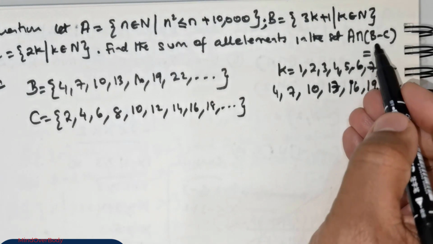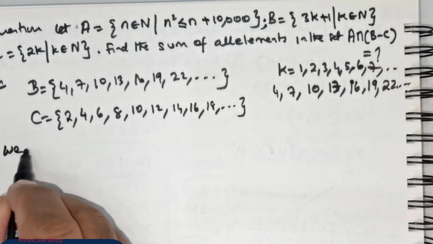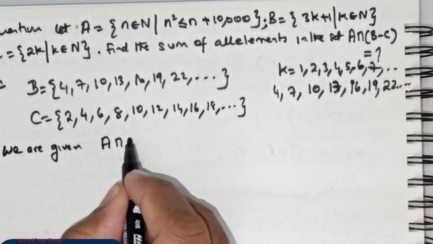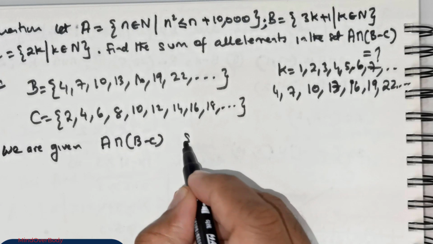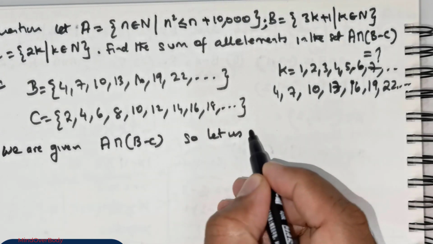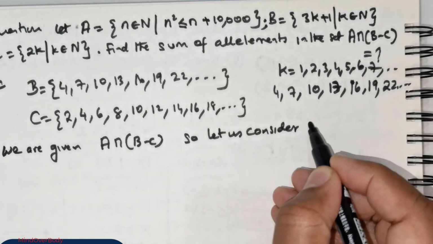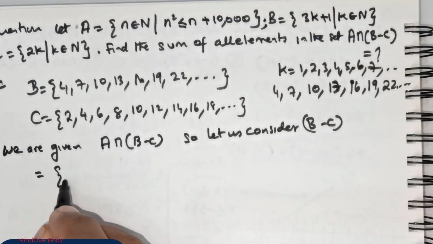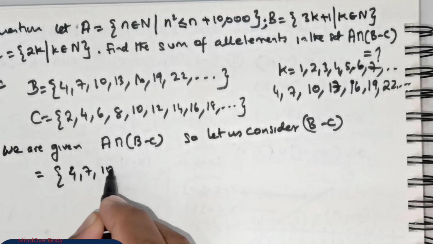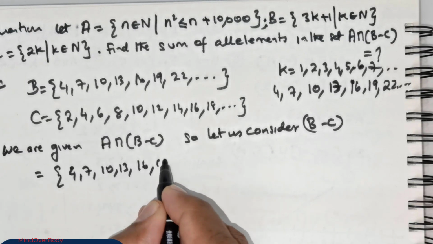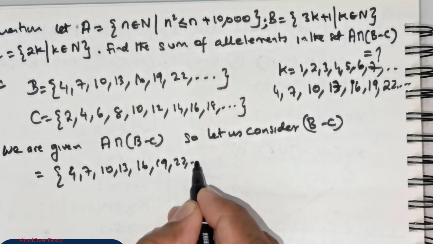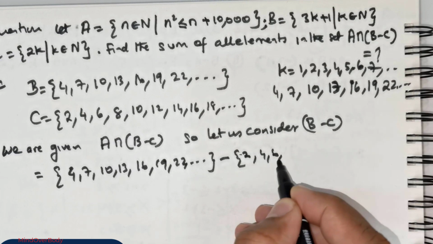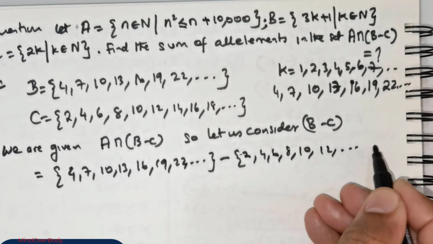Now, foremost, let us consider, what are we given? We are given to find A intersection of B difference C. So let us consider B difference C. So what is B difference C? From B, 4, 7, 10, 13, 16, 19, 22, etc. From B, we have to take away C: 2, 4, 6, 8, 10, 12, etc.